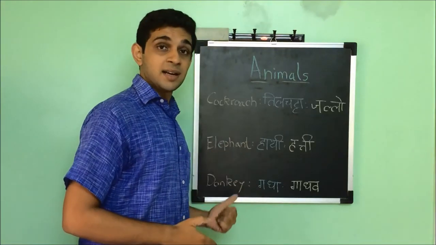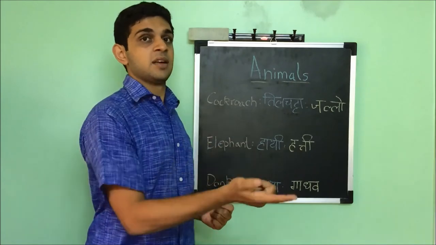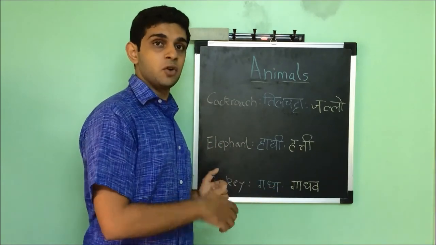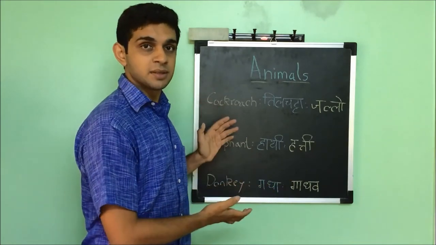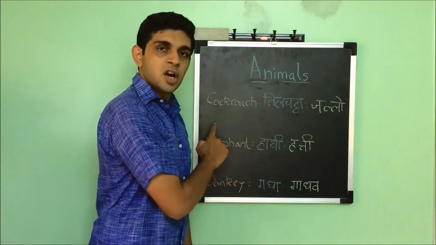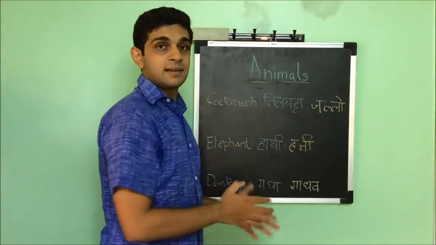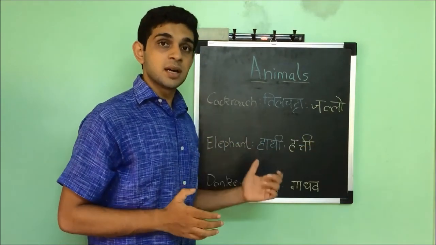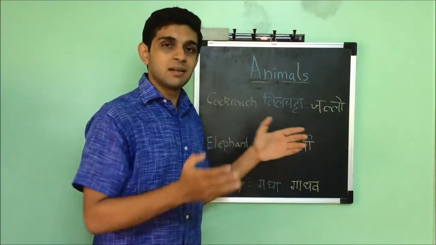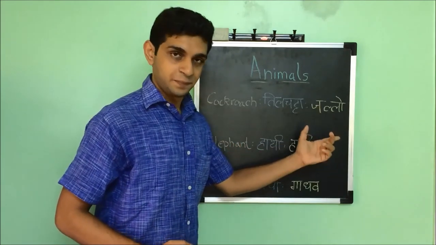So these are our last three words of this video, and again I'll be doing the continuation of this video in part 2 of this animals session. Okay, cockroach, that is tilchatta, that is zalla in Konkani, zalla, okay, one la is cut half and the other is full, okay, zalla.